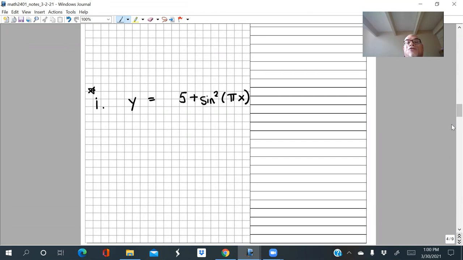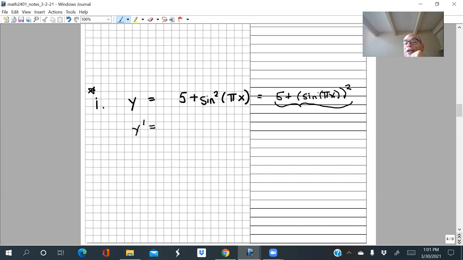Okay, so here we have 5 plus sine squared of pi of x. Remember, sine squared means that you're taking the sine of pi of x and you're going to square that, okay? With trig functions, when we're squaring them, we can write the exponent above the trig function name instead of having to use the parentheses to do the square. These two expressions mean the same thing, but it's a little bit easier to understand how we're going to differentiate writing it like this. So let's see if we can take the derivative of 5 plus sine of pi of x squared.